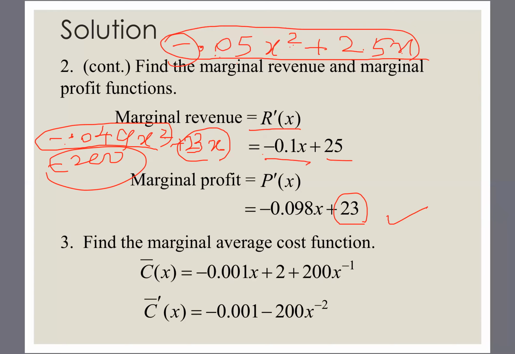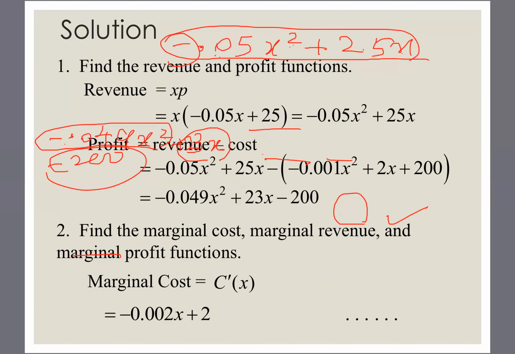So then already, yes, we got the marginal cost function, but now it's asking for the marginal average cost function. So therefore, first we need to get the average cost function, and then we have to differentiate that one, right? Average cost function. So what is our cost function? This one.